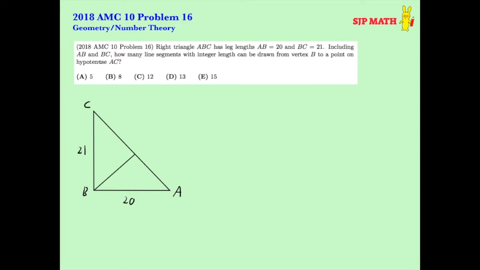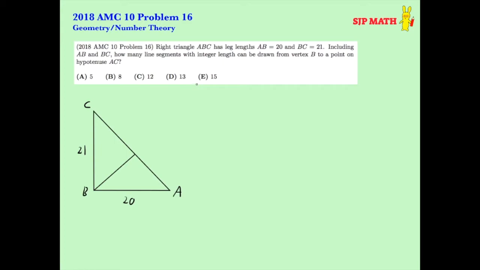And so, including AB and BC, how many line segments with integer length can be drawn from vertex B to a point on hypotenuse AC? So, pretty confusing, I guess. You can just go ahead and draw all of those integer length line segments, but no, that's not elegant. So we're going to try and make this a bit easier to solve. We're going to be strategic here.